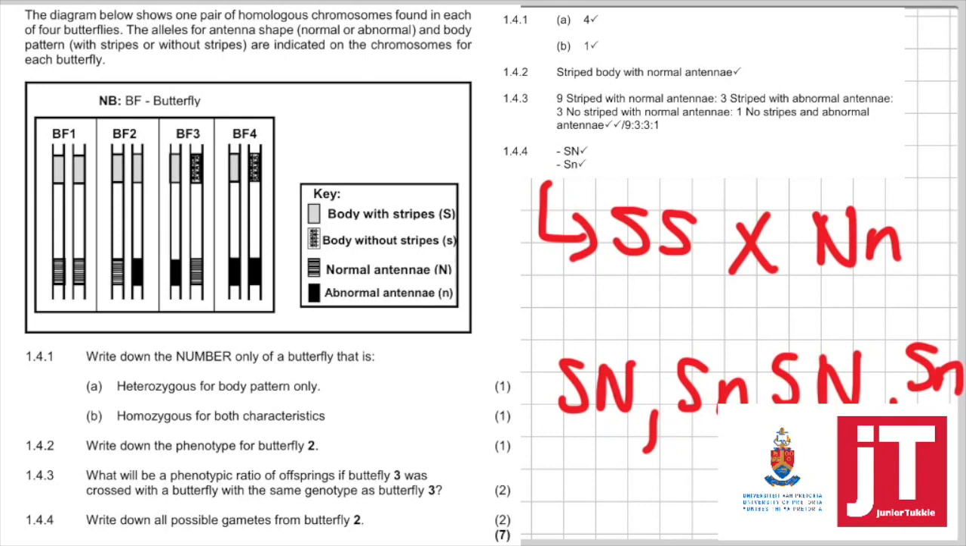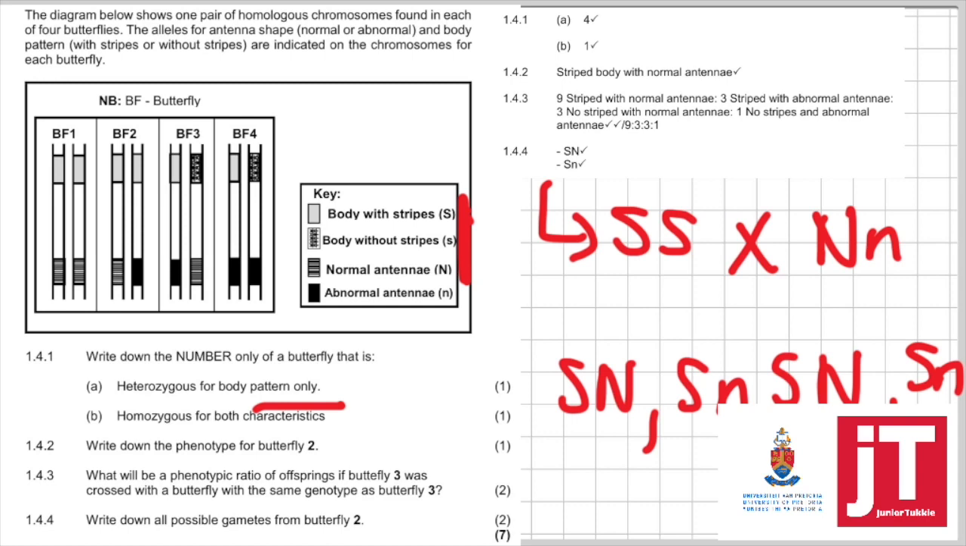1.4. The diagram below shows one pair of homologous chromosomes found in each of 4 butterflies. The alleles for antenna shape, normal or abnormal, and body pattern with stripes or without stripes are indicated on the chromosomes for each butterfly. Here it is in the key. So, 1.4.1. Write down the number only of a butterfly that is heterozygous for body pattern only.